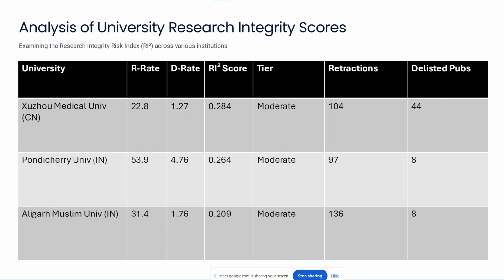Analysis of university research integrity scores. I have taken three universities as an example. Here you can see the retraction rate and delisted publication rate, as well as the RI score and the risk level, which is moderate. You can also see the total number of retractions and the total number of publications in delisted journals.